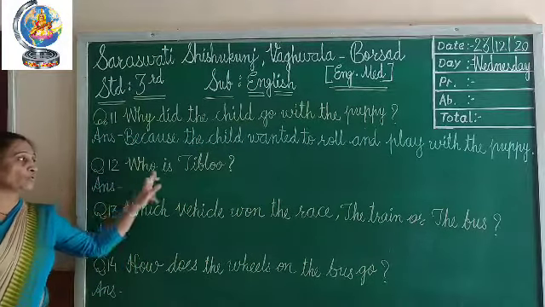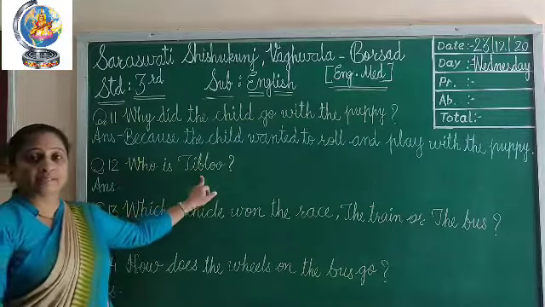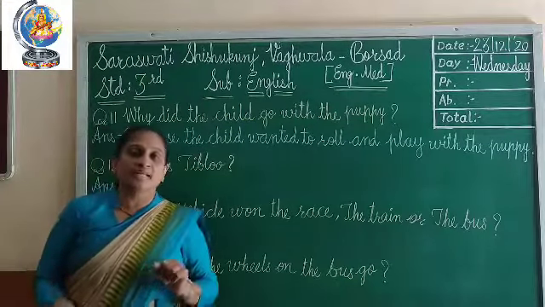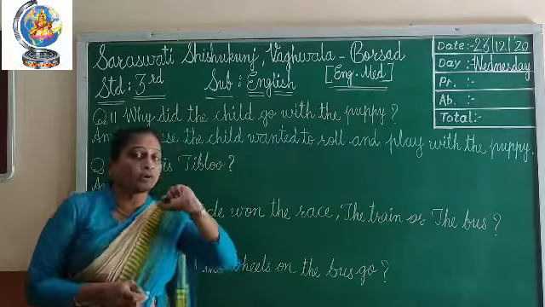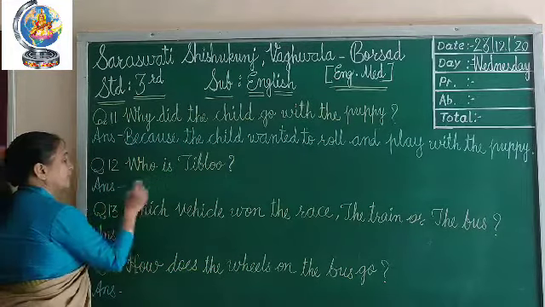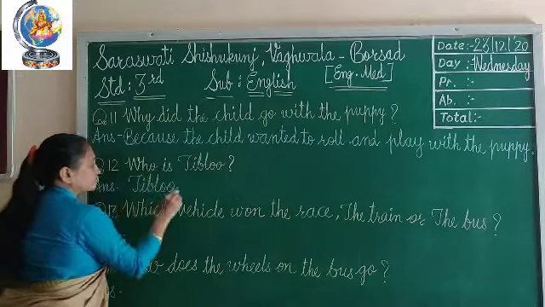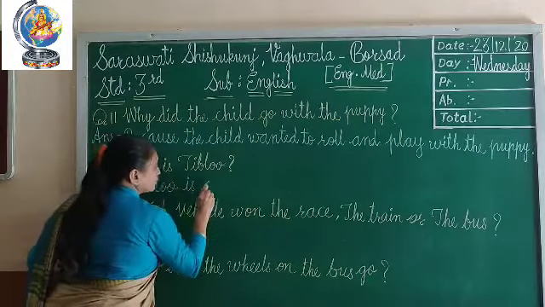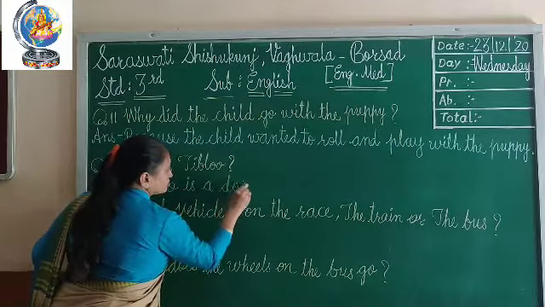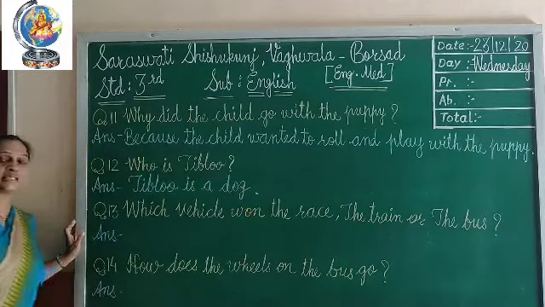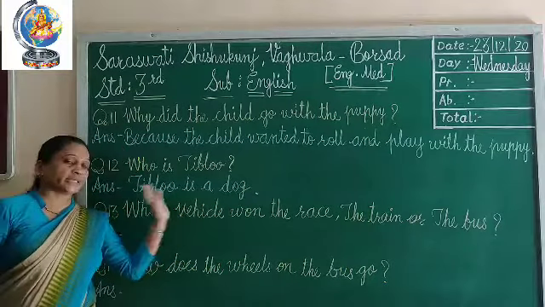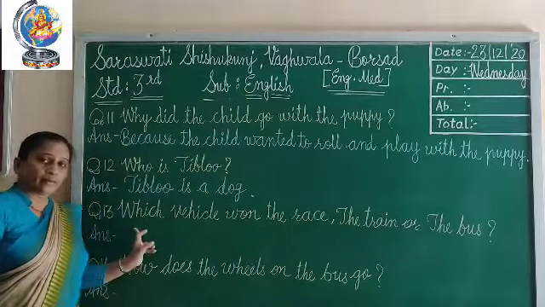Now who is Tiblu? So what is the name? Whose name is Tiblu? So a dog's name is Tiblu, right? In the small poem. So we will write like this way. Tiblu is a dog. It is a very simple and easy answer. Tiblu is a dog.